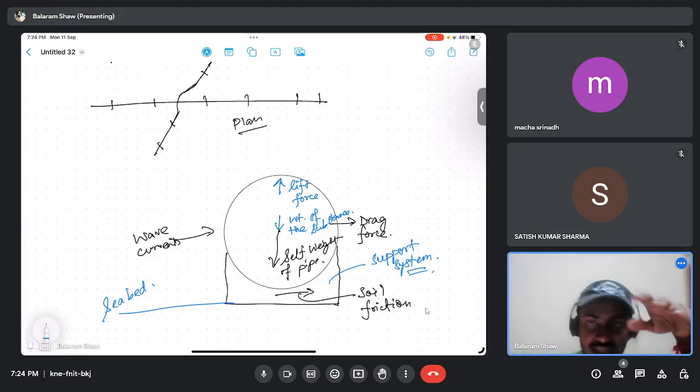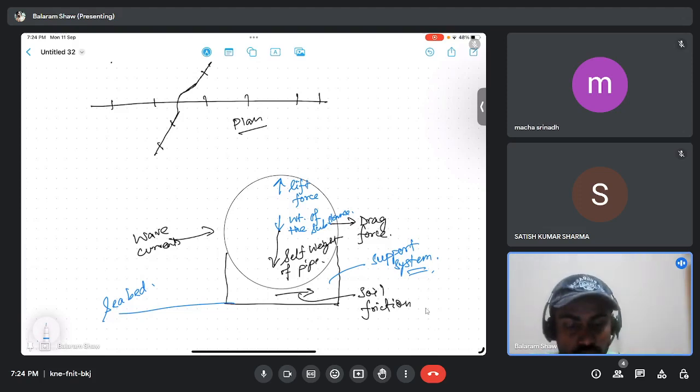Like that, sand dunes, as I discussed in the last class. Possible load from the sand dunes can also be there, because it can also lead to some settlement consideration. So for that also we can have the support system.